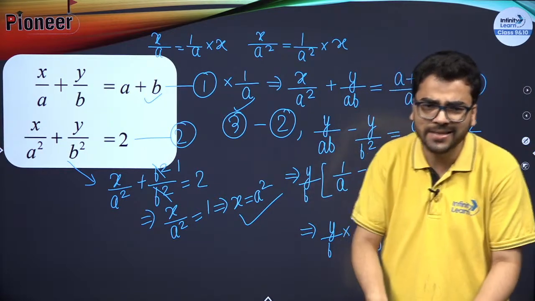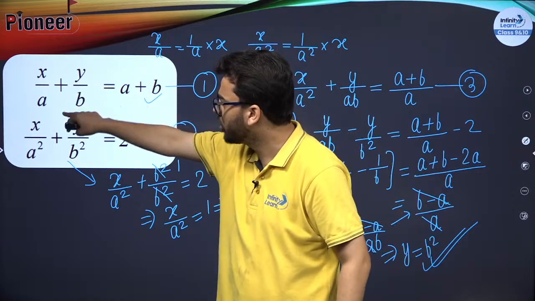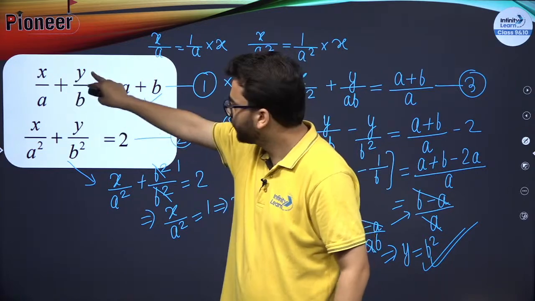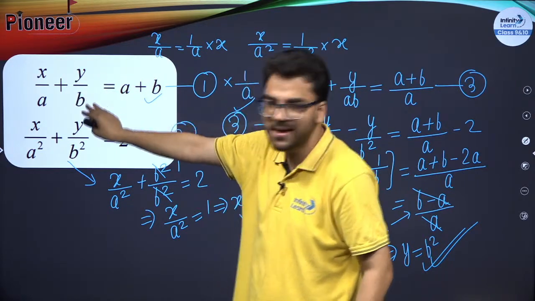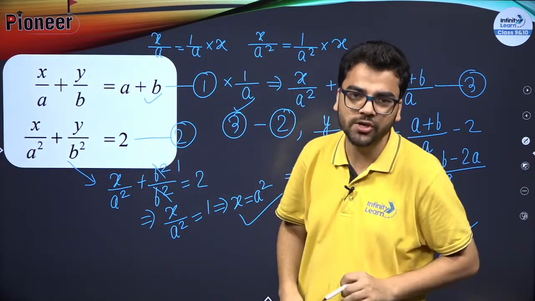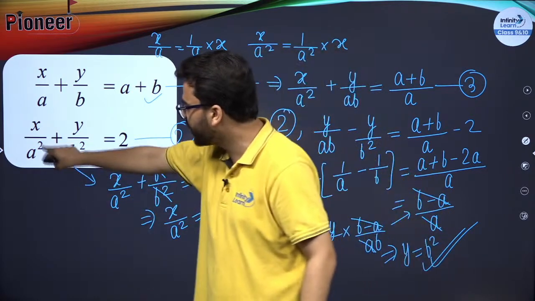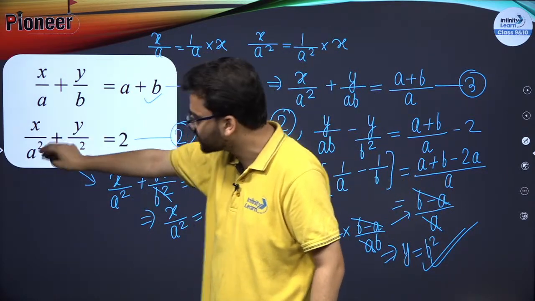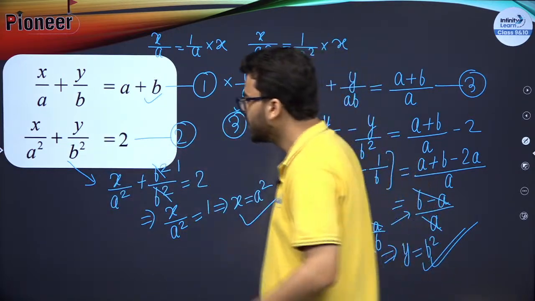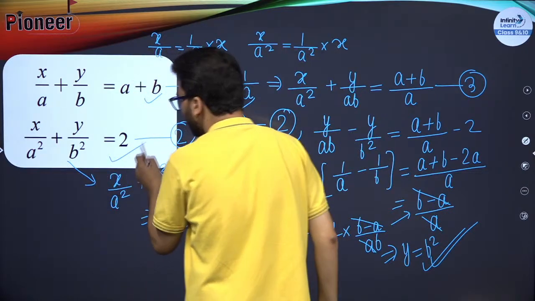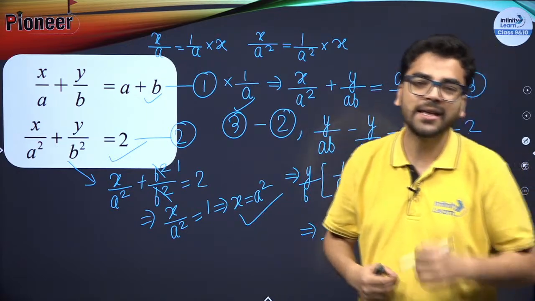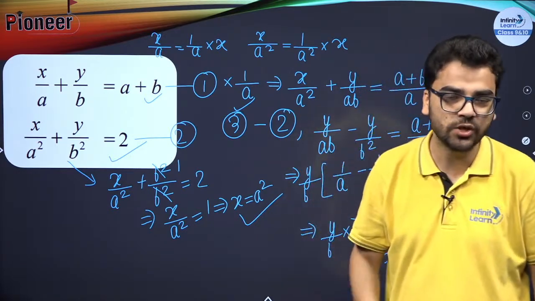You can verify your answer as well. You can put it over here. You see, if you put a square in place of x, a square by a is a. If you put y is equal to b square, so b square by b is b only. So you see a plus b is equal to a plus b only. So it means the first equation is getting satisfied. Now in the second equation, if you put x is equal to a square, a square by a square is 1. In this one, if you put y is equal to b square, b square by b square is also 1. So you will get 1 plus 1, that is equal to 2 only. So what does it mean? That x is equal to a square and y is equal to b square is the solution of this pair of linear equations in two variables.